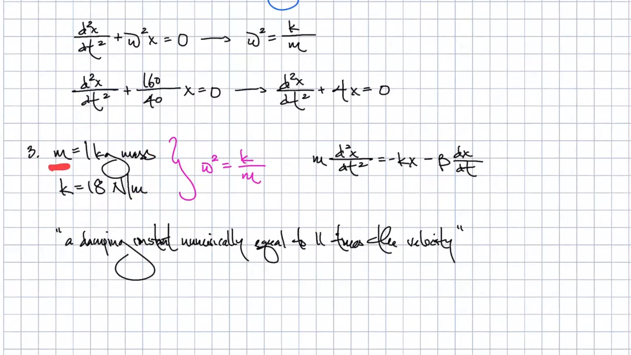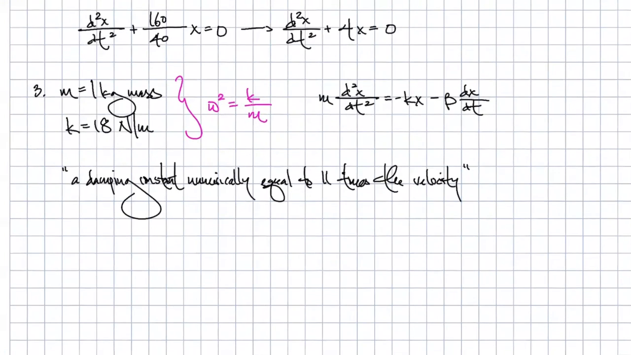So for example, M is 1. I can go ahead and put a 1 in for this M. K is 18, so I can put 18 in for this K. Now, the phrasing of this damping constant helps us remember where it's going to go, because it says a damping constant numerically equal to 11 times the instantaneous velocity. X is position, so dx dt is the velocity. So this damping constant is 11 times that velocity.